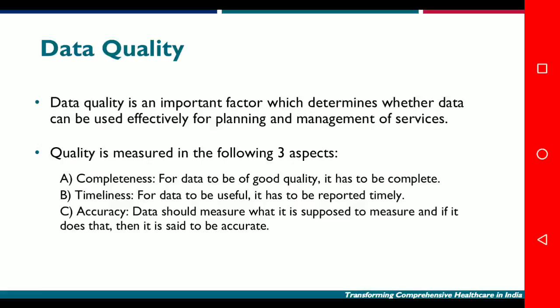Now, data quality is an important factor which determines whether data can be used effectively for planning and management of the services. Quality is measured in three aspects. First, completeness. The data we are collecting is of good quality if it is complete. If data is lacking somewhere and the complete information has not been taken, it cannot be of good quality. The data collected by the ASHA worker, the ANM, and at the block, district, or state level should be correct and complete.